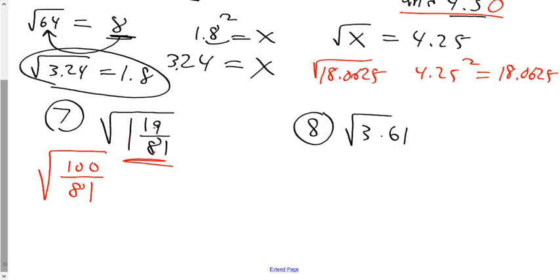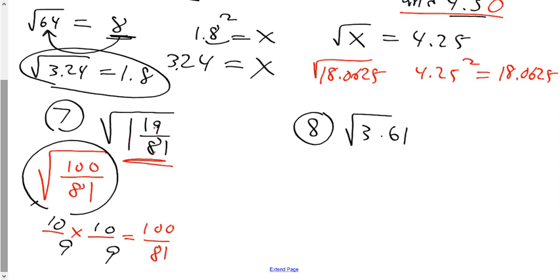The red question is infinitely easier, because what fraction multiplies by itself to give you 100 over 81? The answer is 10. The answer is 9. Therefore, the square root of this improper fraction is this improper root. The square root of this mixed fraction, if I change this to mixed, the answer would be 1 and 1/9. Agreed? Or 10/9 if you want to keep it improper.